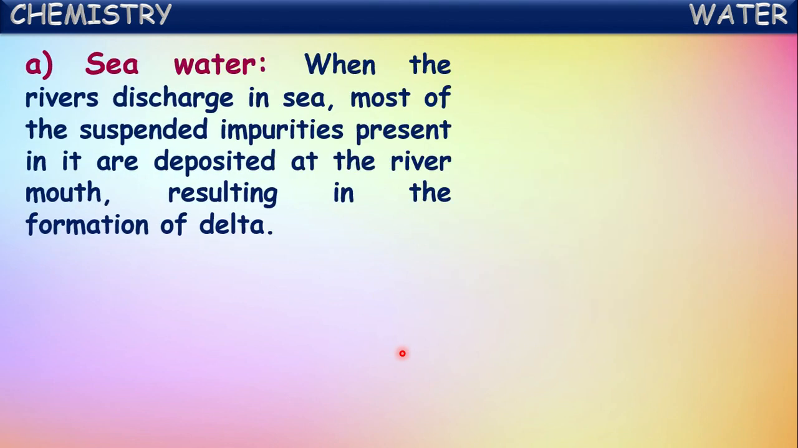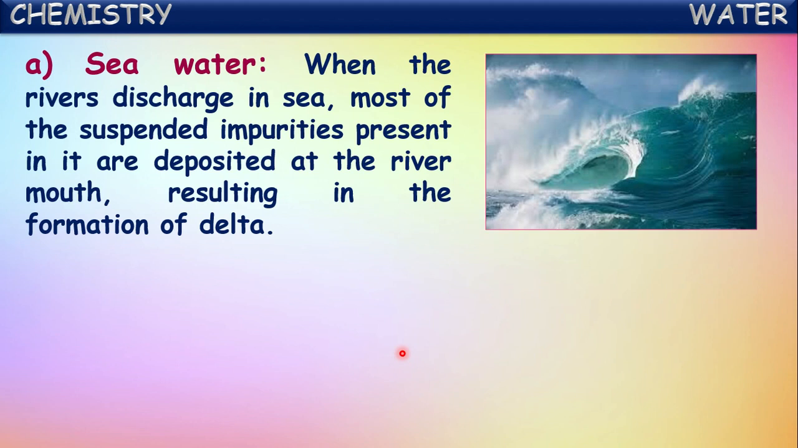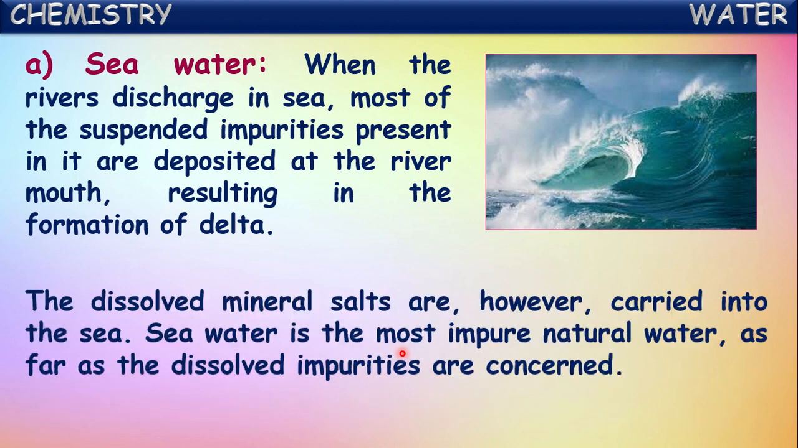Okay. First, if you see sea water, when the rivers discharge into the sea, most of the suspended impurities present in it are deposited at the river mouth, resulting in the formation of a delta. So all the water from the lakes and rivers finally reaches oceans and seas. So a large quantity of water is present in the seawater.